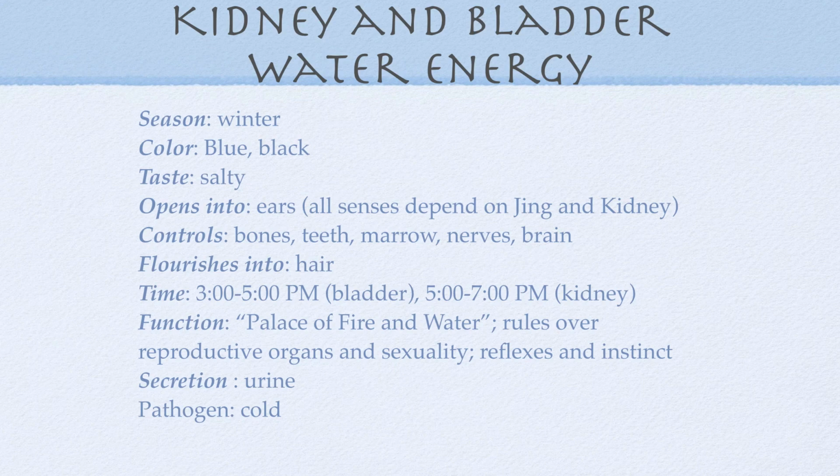The time associated with kidney energy is 3 to 5, that's the bladder time, and 5 to 7, kidney time. So it's interesting, for example, that in many places you have the happy hour from 5 to 7, which shows how people have weak kidney energy and in particular a strong sugar imbalance and turn to alcohol to give themselves a boost.